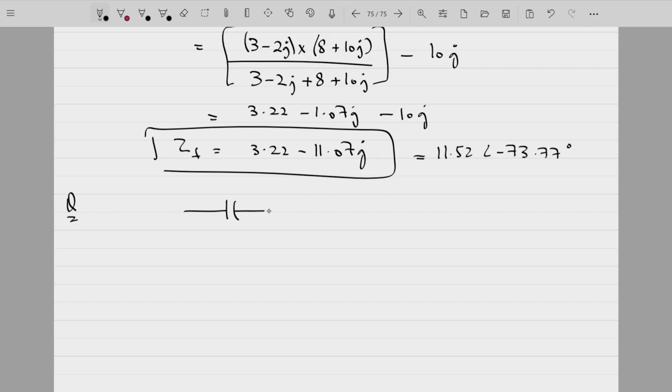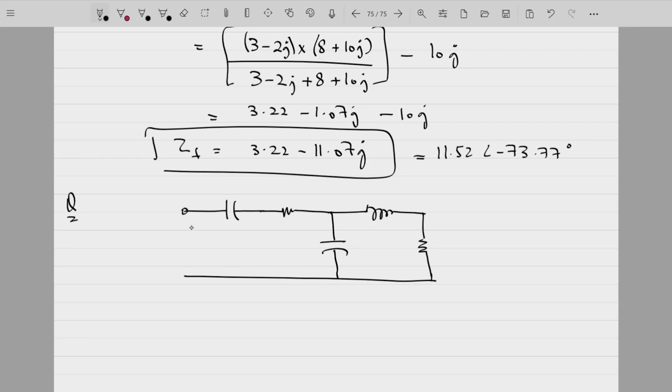Find out the total impedance of this circuit. This is 1 microfarad capacitor. This is 100 ohms. This is 8 Henry. This is 1 microfarad. This is 200 ohms. Fine. Find out the net impedance of this circuit.